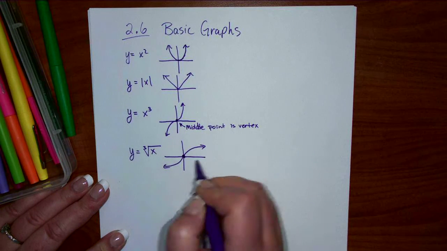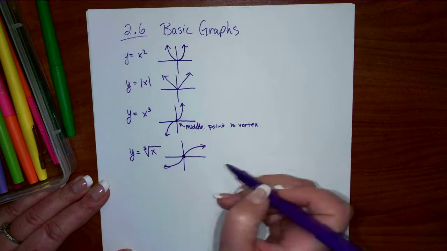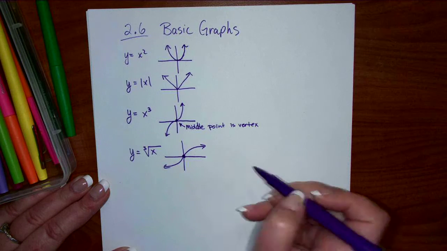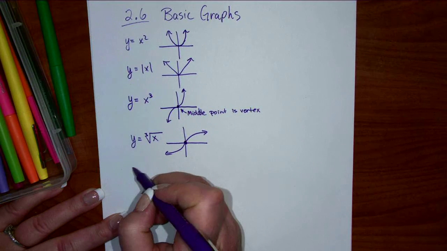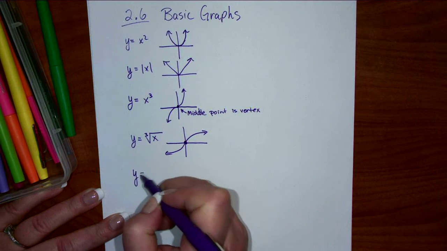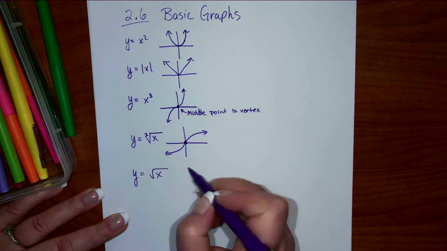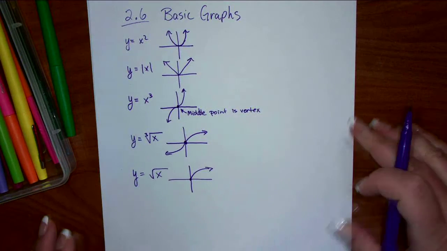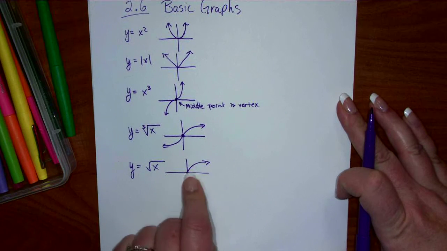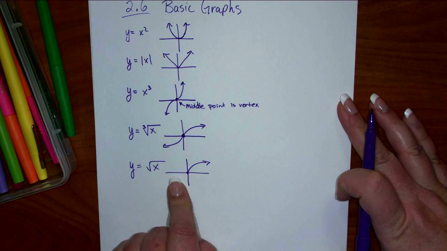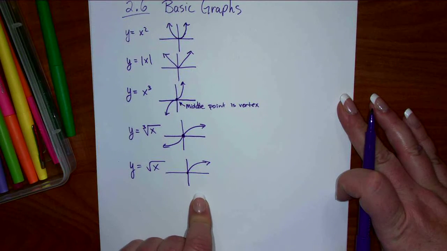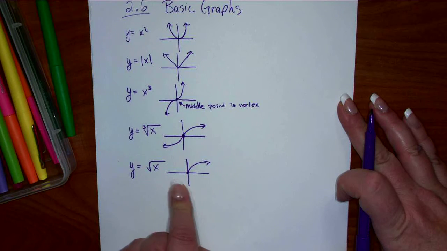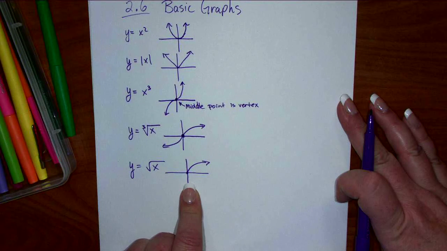So when you see a cube root, you know it looks like this. The important point is that middle point. And the last one is a square root. And it's just half a parabola. It doesn't have anything else because you can't put negatives in a square root. You can't put a negative under, so the x can't be negative, and you can't get negative answers, so the y can't be negative. So it's just that little piece.